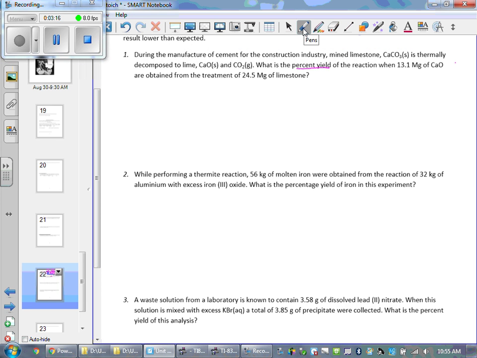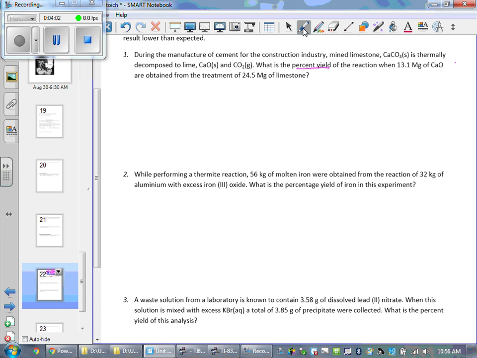All right, so we'll read our question first. During the manufacture of cement for the construction industry, mined limestone, which is calcium carbonate, is thermally decomposed to lime, which is calcium oxide, and carbon dioxide. What's the percent yield of the reaction when 13.1, what's this big M? Big M, grams per mole. Megagrams of calcium oxide are obtained from the treatment of 24.5 megagrams of limestone. So this probably seems a little confusing, but it's a stoich problem.